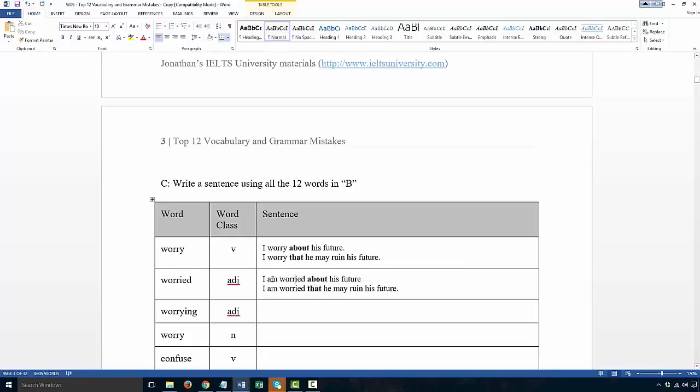So subject I, be verb, and the adjective. Remember the difference between these two: I worry about the future versus I'm worried about the future. Basically, it's almost the same, but there is a slight difference. The slight difference is that I worry is using the present simple tense as a verb. What is the present simple tense? This is something that regularly happens.